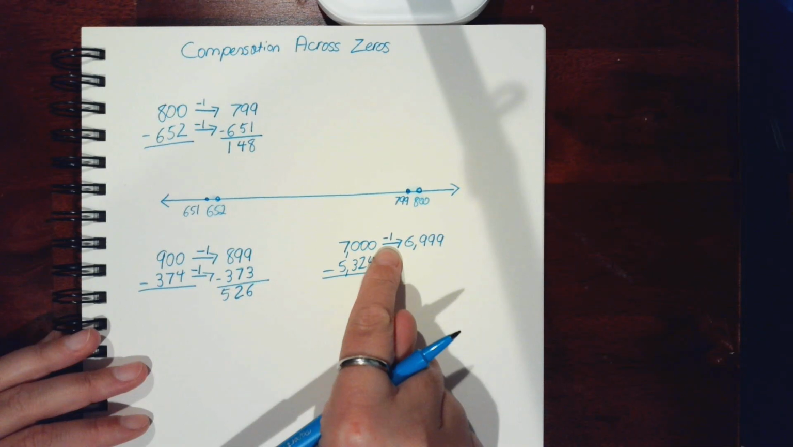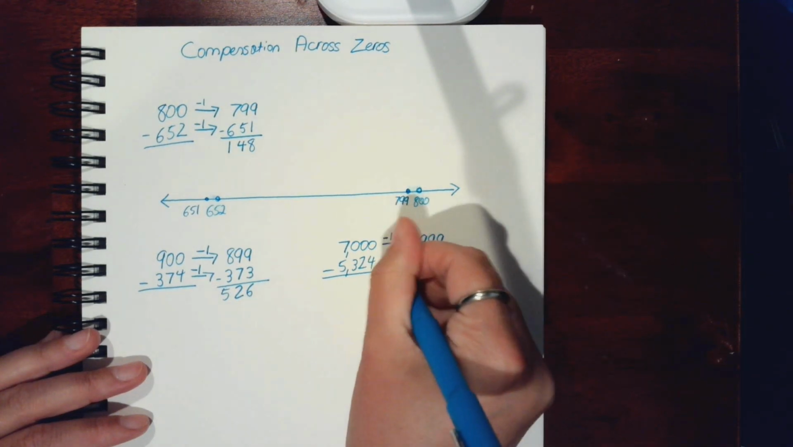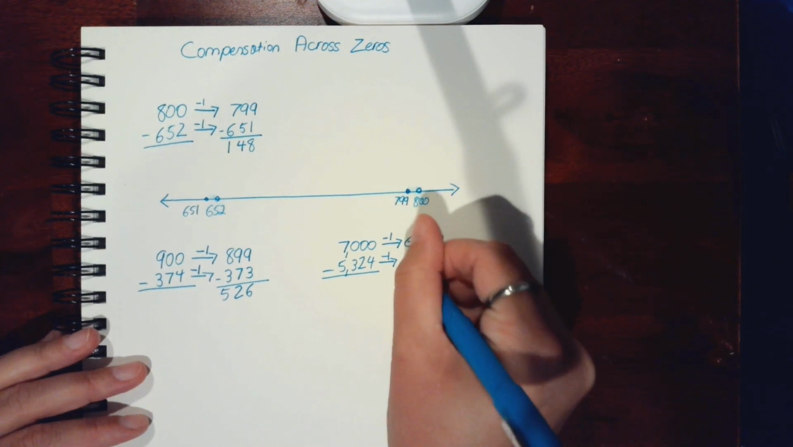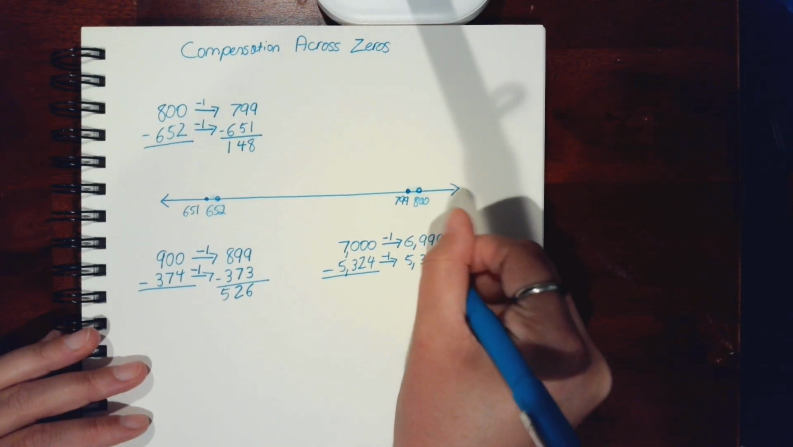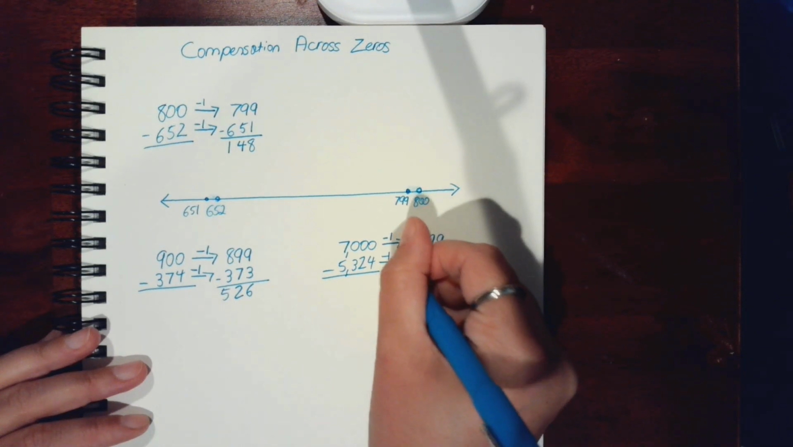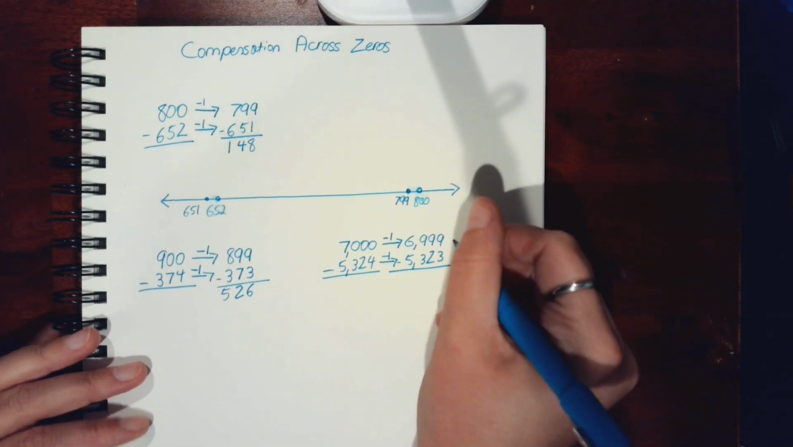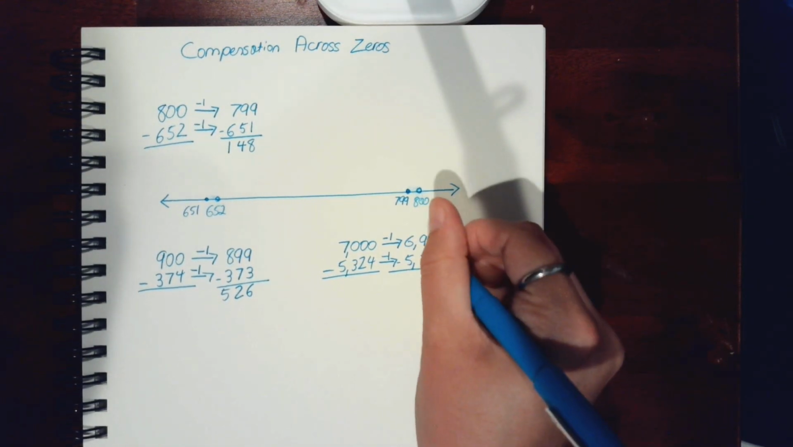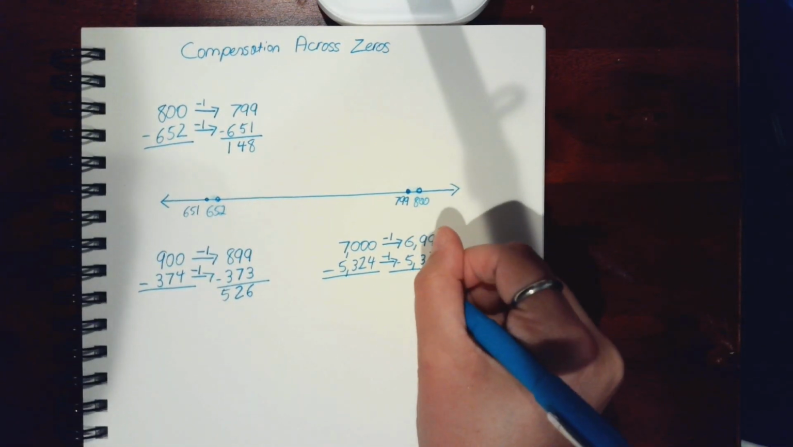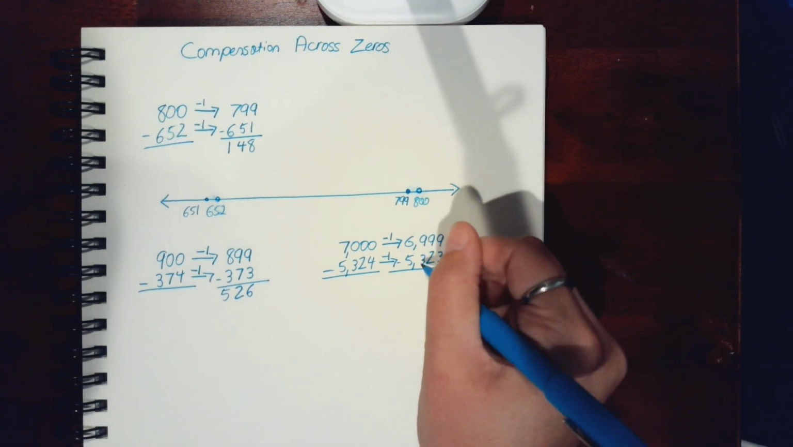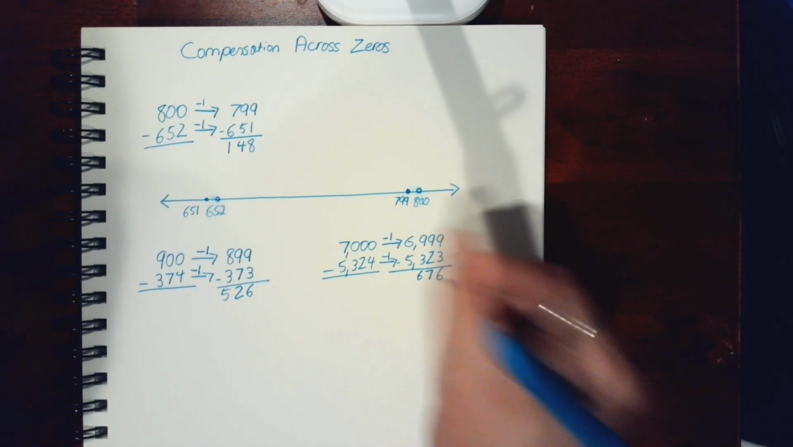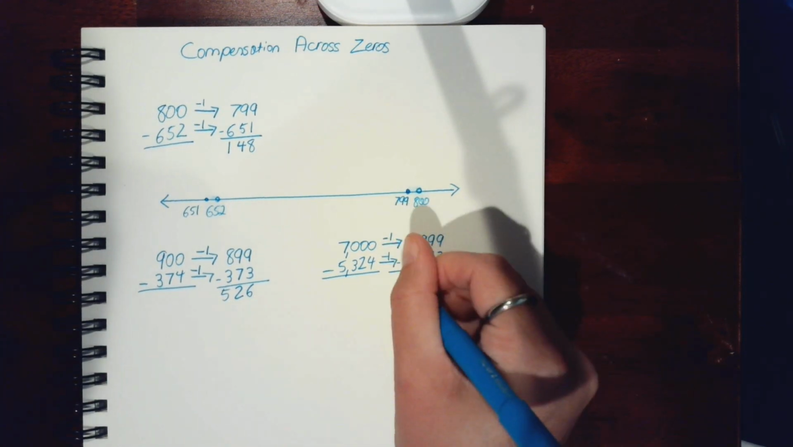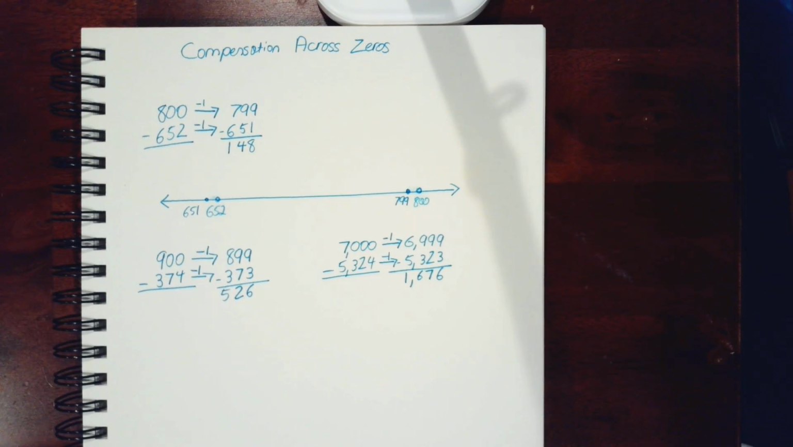Because I took 1 from my minuend, I'm going to take 1 from my subtrahend. I take 1 away from there, I have 5,323. I'm going to subtract that. 9 ones minus 3 ones gives me 6 ones. 9 tens minus 2 tens gives me 7 tens. 9 hundreds minus 3 hundreds gives me 6 hundreds. 6 thousands minus 5 thousands gives me 1,000.